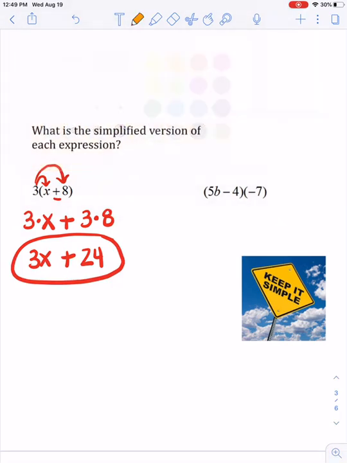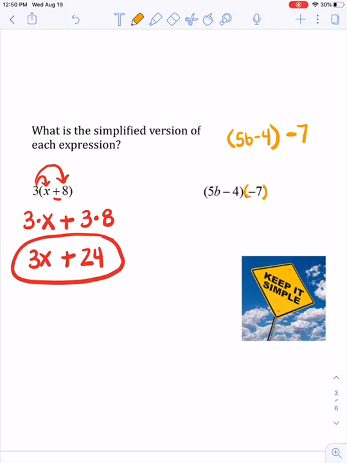Looking at the next one, same idea. The only difference is now the number that we're distributing in is on the tail end of the parentheses. And notice that the -7 is also in parentheses. The reason being is if we just wrote it like this, b minus 4 in parentheses times a -7, that actually isn't times a -7, it looks like subtracting 7. That's why they put it in parentheses.